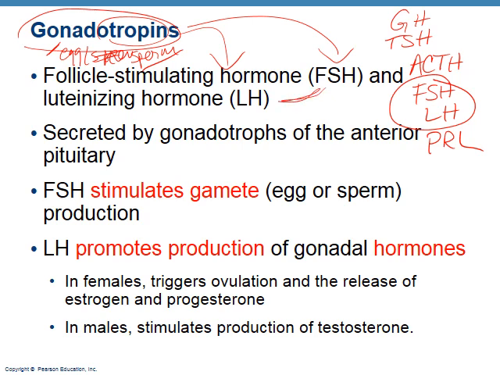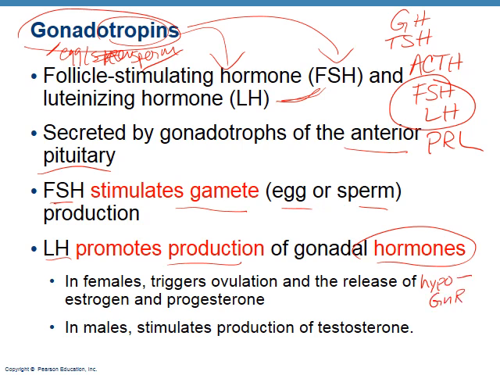So these two hormones, FSH and LH, are secreted by the anterior pituitary. FSH is going to stimulate gamete production, so egg or sperm. LH is going to promote the production of hormones. So if I had to do a little chart here, I'm kind of run out of room, but if I had to say hypothalamus, it's going to release a gonadotropin releasing hormone. That gonadotropin is going to go to the anterior pituitary and cause it to release both FSH and LH, and then those are going to go to the ovary or to the testes, and it's going to cause them to do one of two things. If it's FSH, it's going to stimulate gametes. If it's LH, it's going to stimulate hormones.